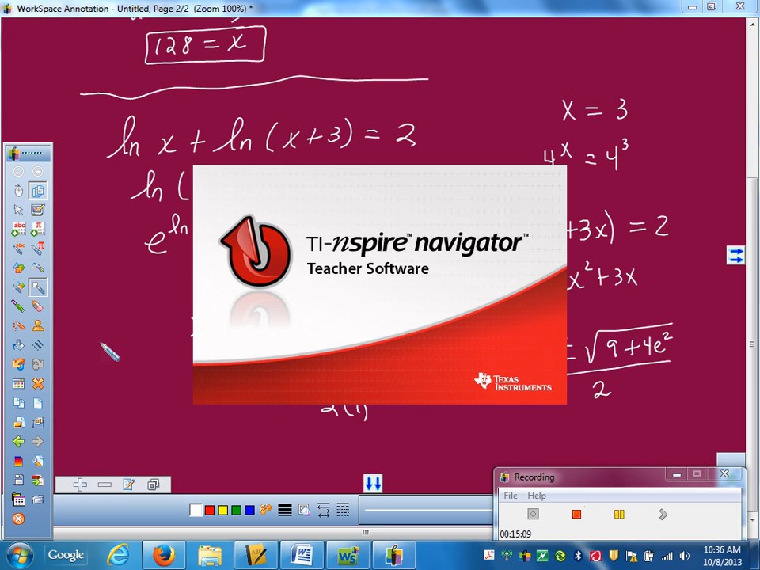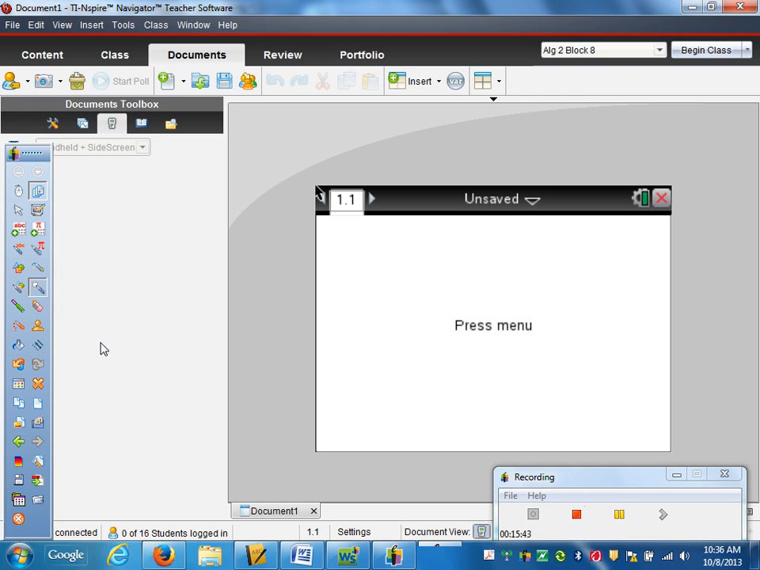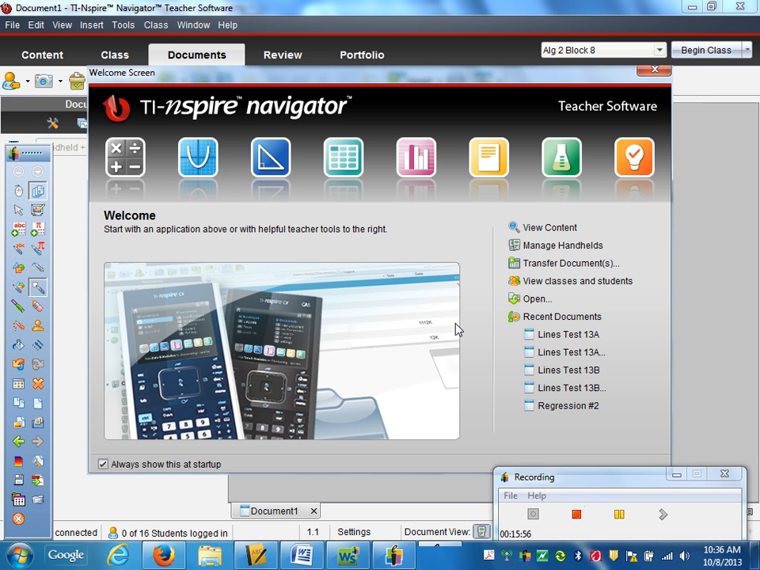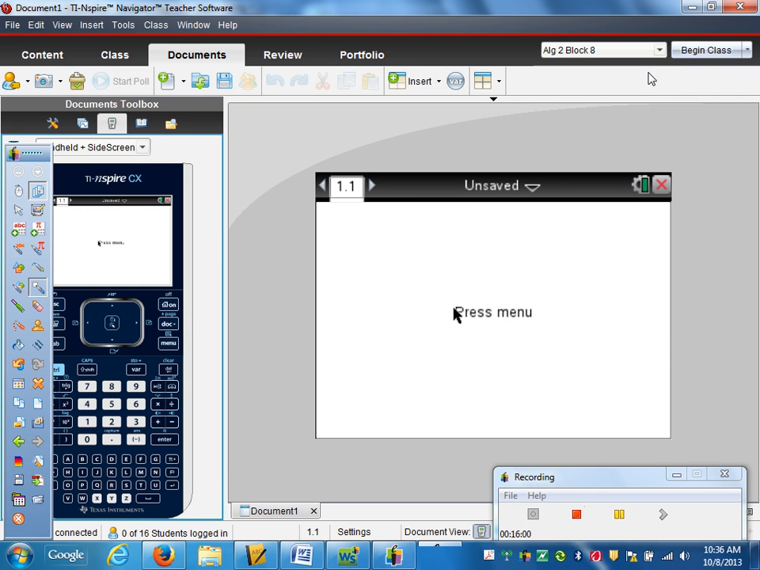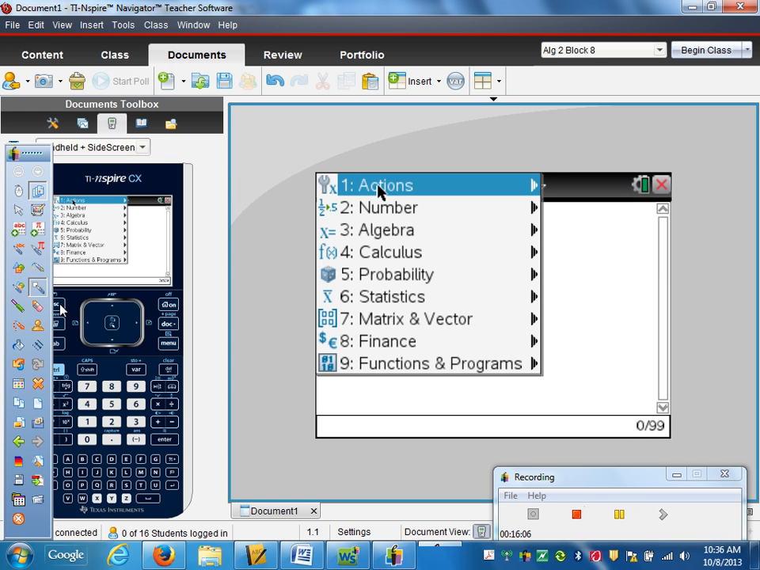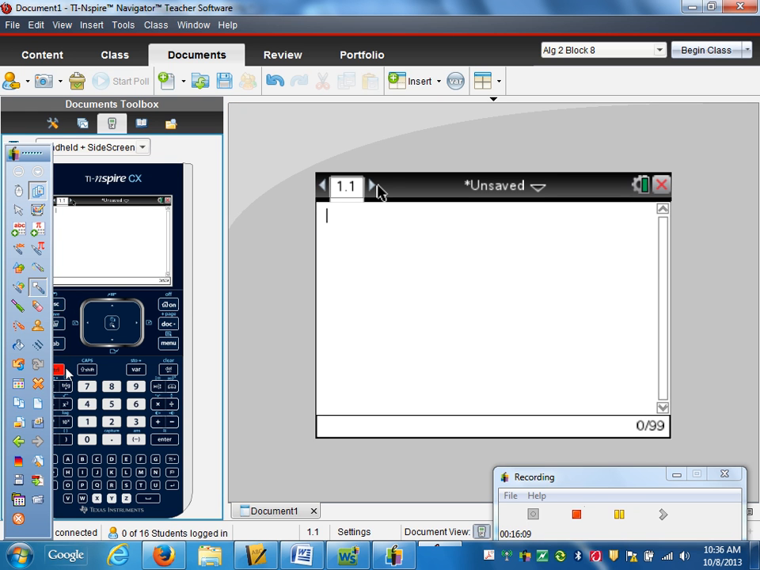So you are going to have to put a fraction on first when you do this. So I'm pressing menu. Calculator. I don't want actions. Escape. I just want to put in a fraction.